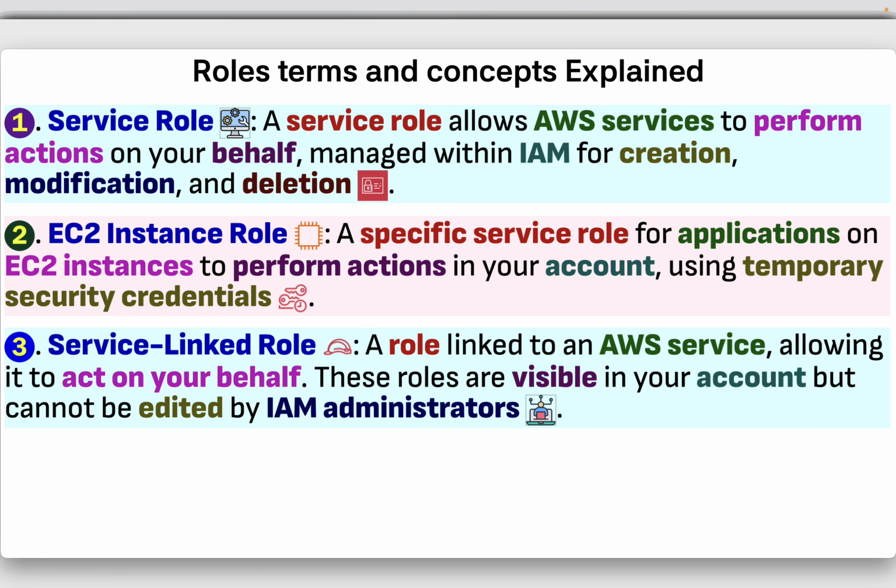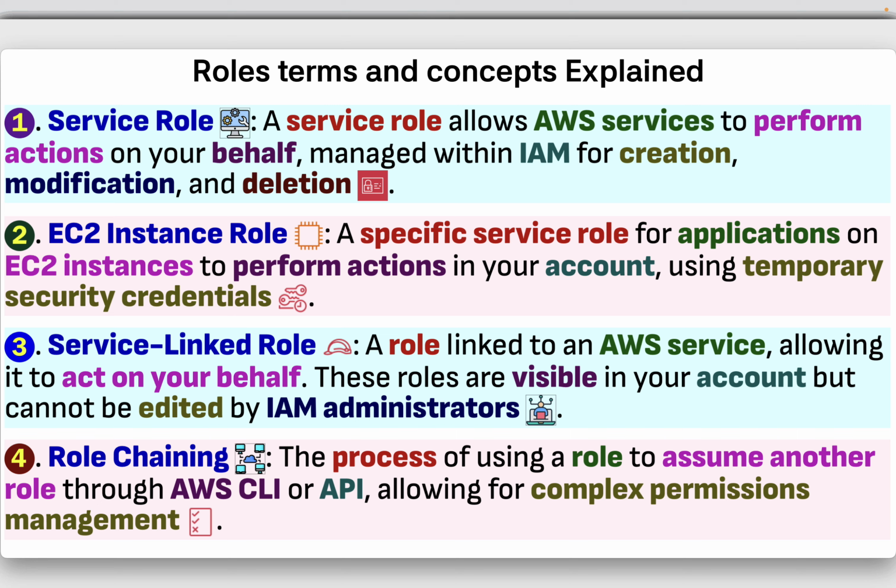Service linked role. This is the third type of role, a role linked to an AWS service, which allows it to act on your behalf. These roles are visible in your AWS account, but cannot be modified by IAM administrators.